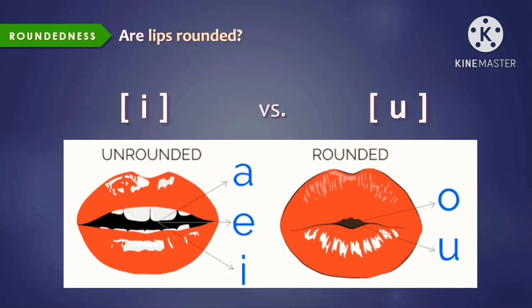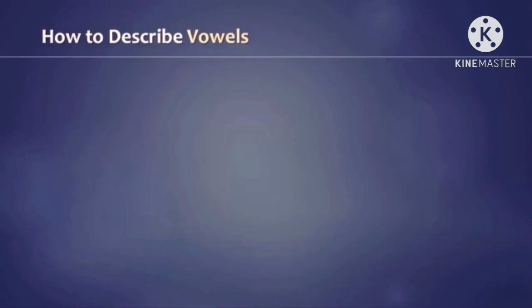The 3rd criteria of describing vowel sounds is roundedness. Roundedness means whether or not the lips are rounded when producing the vowel. You can feel and see it easily when you produce vowel sounds. So again, take the 2 sounds we just used, E, U. U, as you can clearly see, is a rounded vowel, whereas E is not rounded.